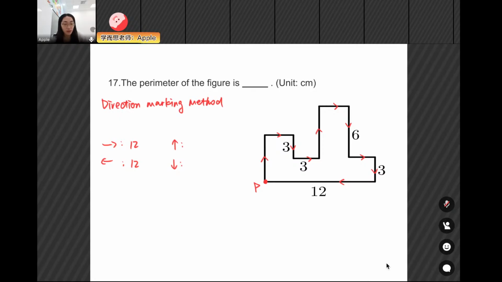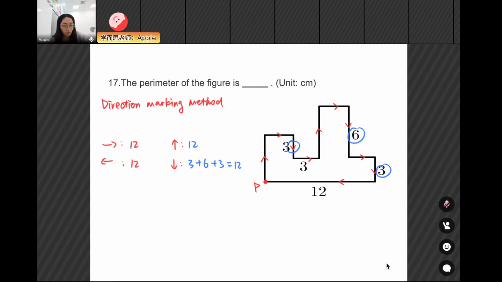Okay, here, pay attention. All the sides with the downward arrow. With the downward arrow, now you see we have a 3, we have a 6, and then we have a 3. So could you please tell me what is a 3 plus a 6 plus a 3? Yes, that is a 12, which means for the upward, also 12.